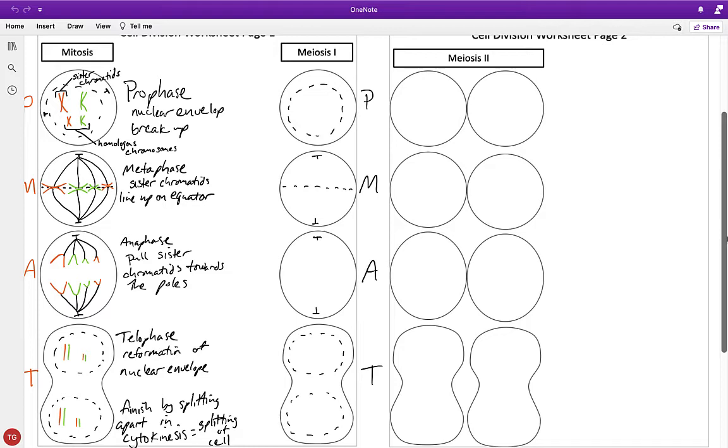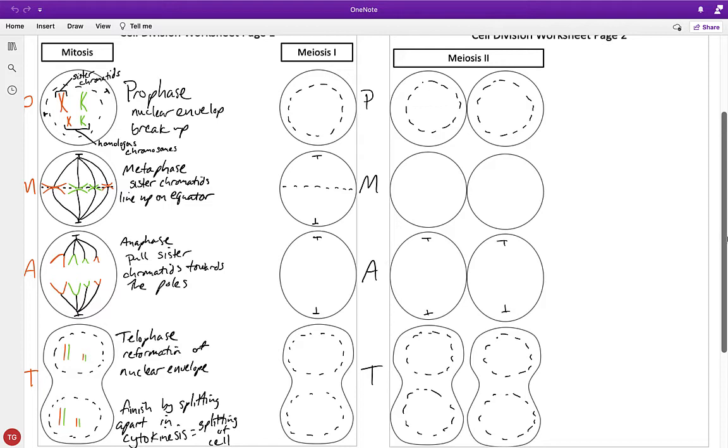we would have to break that nucleus down. And at the very end of this process, of course, we would have to form nuclei around the cells that result from telophase 2. So we've got all the same basic things going on that we had in mitosis.